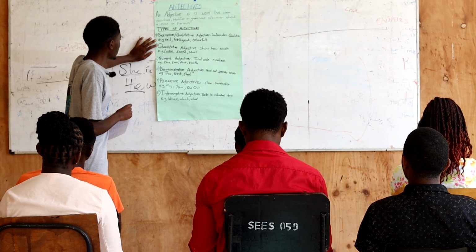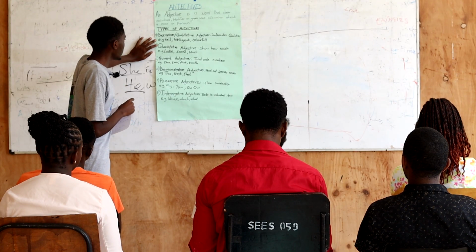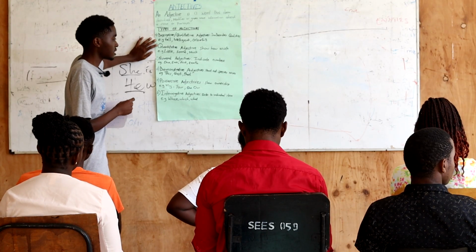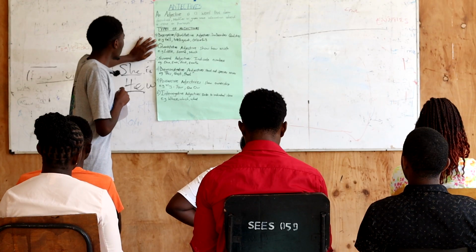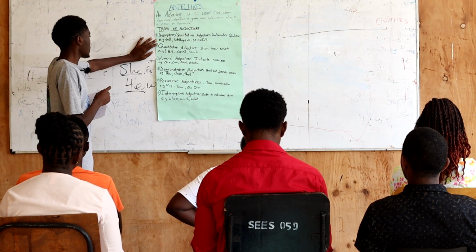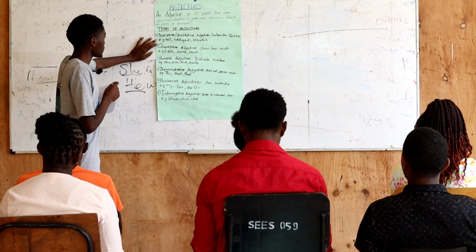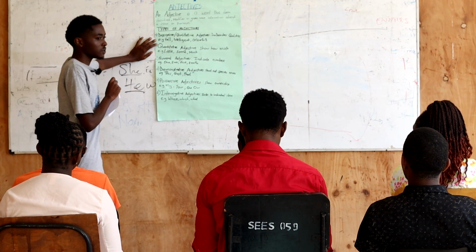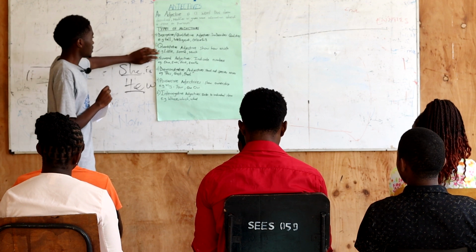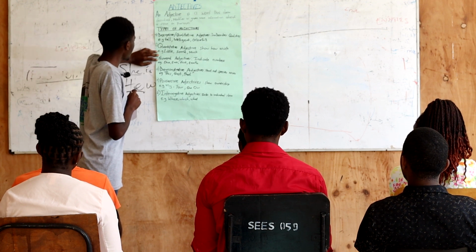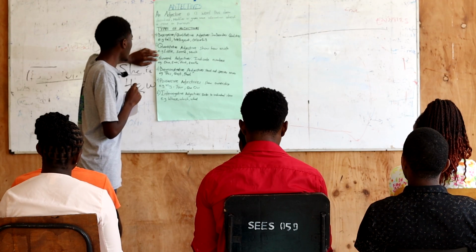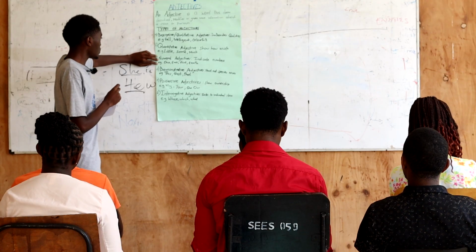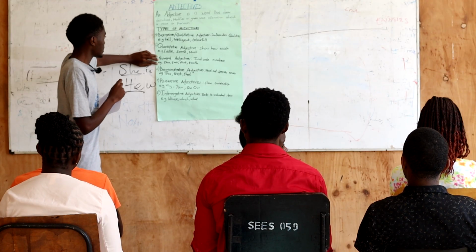Another type is quantitative adjectives. They show how much, e.g. little, some, much. An example in a sentence is, how much money do you want? The adjective there is much. Another type is numerical adjectives. They indicate numbers, e.g. one, two, or first and tenth.